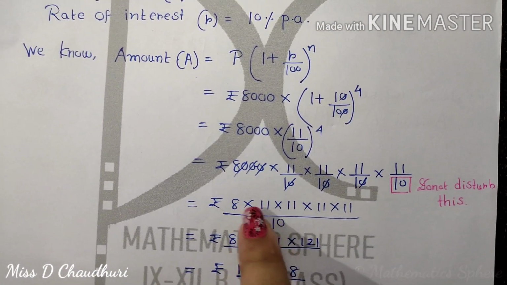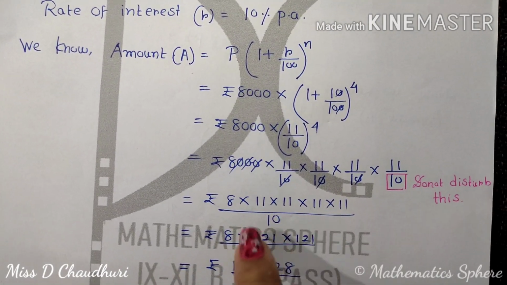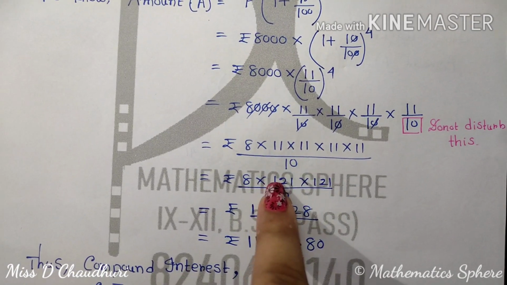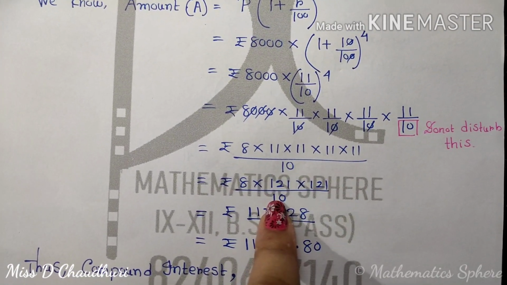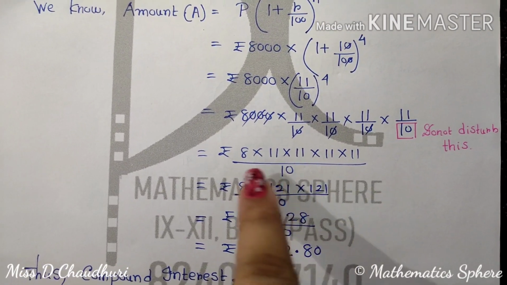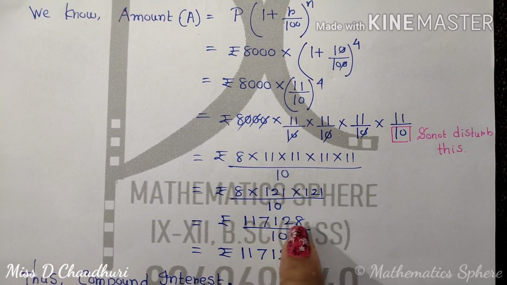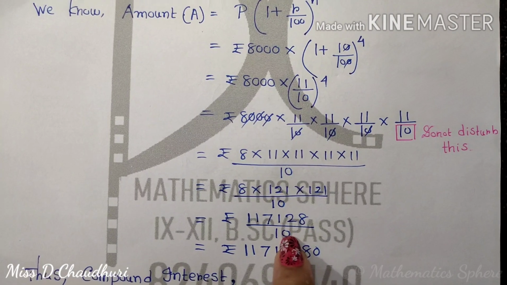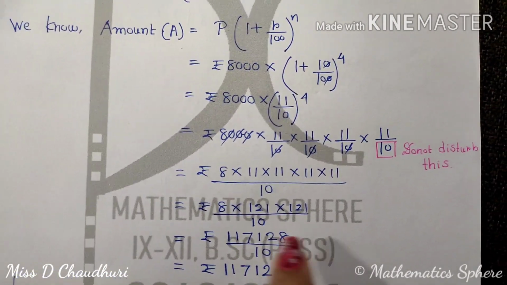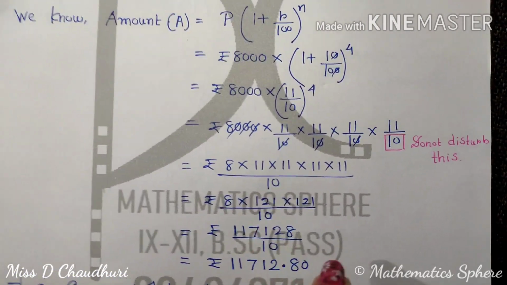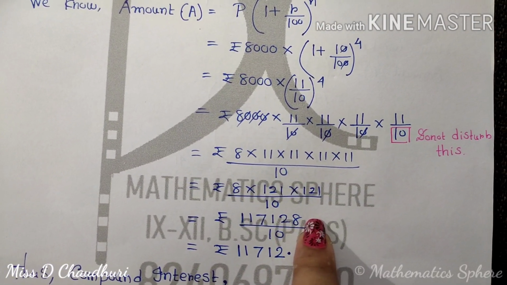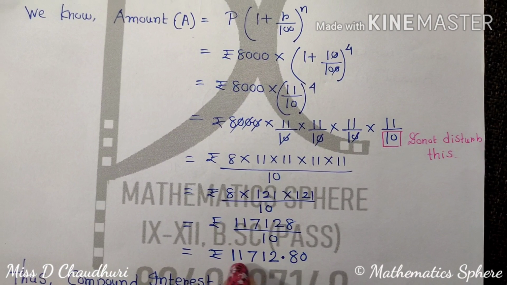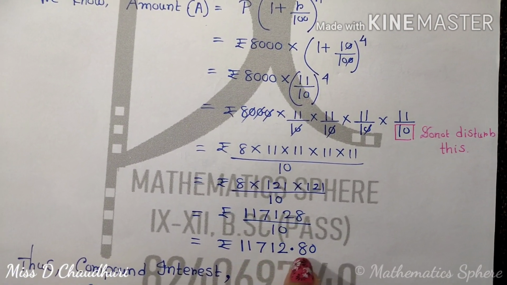So we see that this one is coming after adjusting. So 11 into 11, we know it is 121. So 8 into 121 into 121. Let the 10 be here like this only. So after multiplying this, you will get 117128 by 10. Now it is very easy. I know you will think that we can cut, but it will increase your labor. Don't do that. So here the preference is, you just shift the decimal point. Okay, so this will be 11712.10.